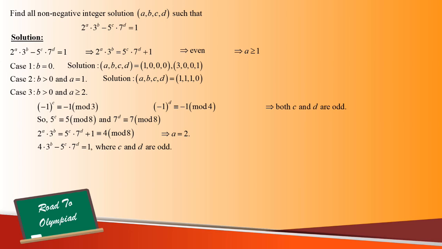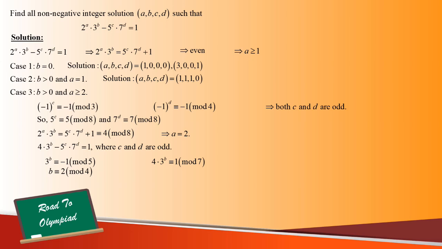Taking congruence modulo 5 and 7 here, we have 4 times 3^b is equal to 1 mod 5, and 4 times 3^b is equal to 1 mod 7 respectively. The first equation can be simplified into 3^b is equal to negative 1 mod 5, and this gives us b is equal to 2 mod 4.